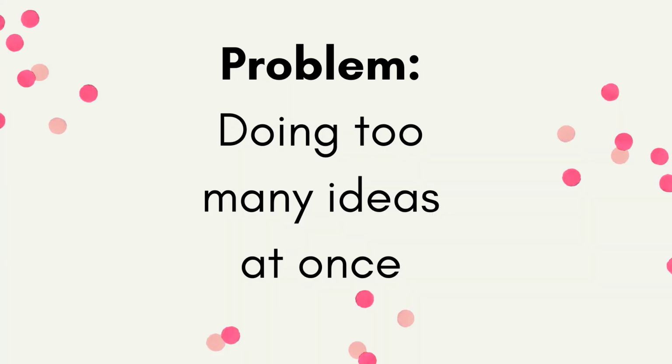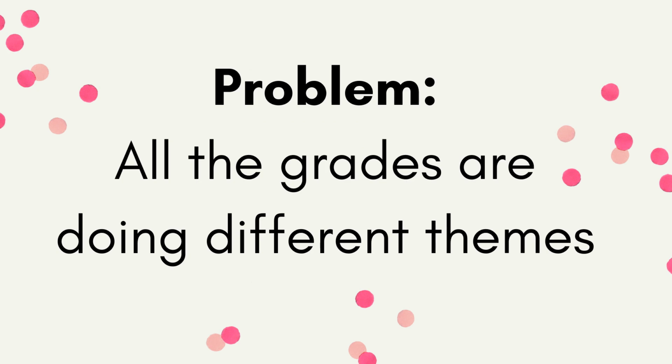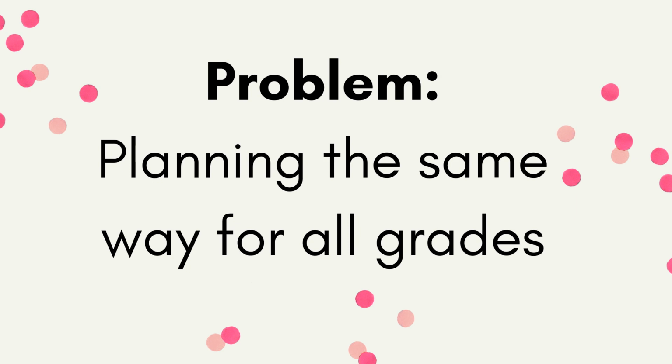As a recap, here are the three things that are contributing to complicating your STEM lesson planning. First is you might be doing too many ideas at once. Next, we talked about how all the grades might all be doing different themes. And third, that might be complicating things is that you might be planning the same way for all the grade levels. Like I said, STEM is such an exciting thing, and it's such a great opportunity that you are bringing to your students, and you are really getting their creativity and collaboration flowing, but it doesn't have to be as complicated as you might think.